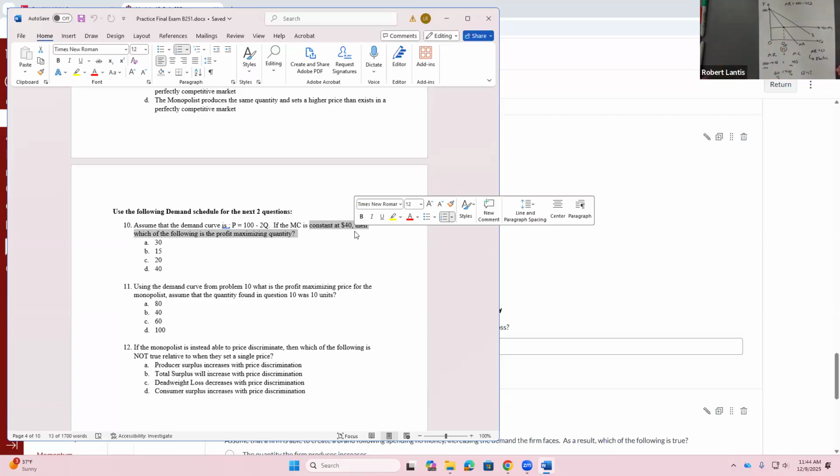Now, if I asked a follow-up question, what price would this monopolist set? Well, it's kind of a problem because if I got the quantity wrong, how do I find the price? I go up to the demand curve at that quantity. So that's why in question 11, I told you assume the value you found in question 10 was instead of 15, assume it was 10, right? Because if you get this wrong, you're going to get the price wrong.